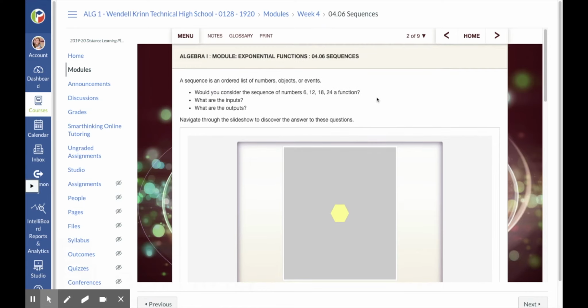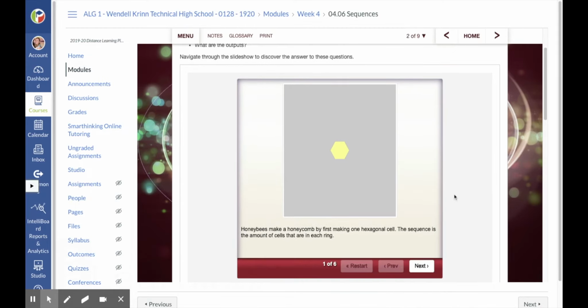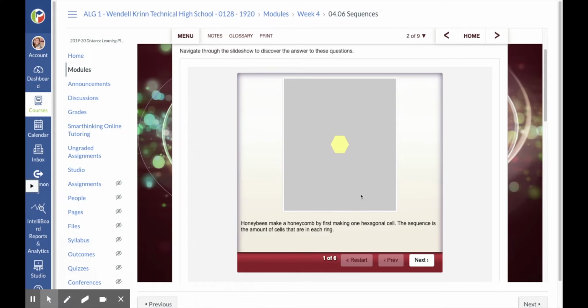Here on page 2, we have our first talk about sequences, where we have honeybees and a honeycomb. Initially, right in the middle, you've got just one honeycomb. Then as this honeycomb expands and keeps growing, you'll notice there's a pattern for each of the rings. For my first ring around the middle, there's going to be 6 different honeycombs. And then the second ring around is going to actually be 12.